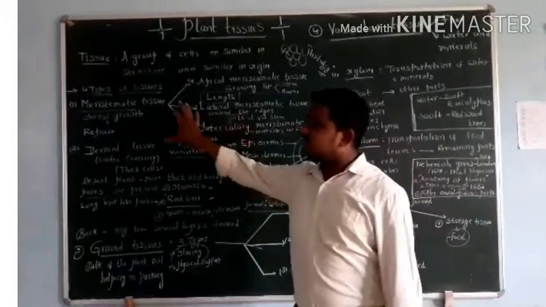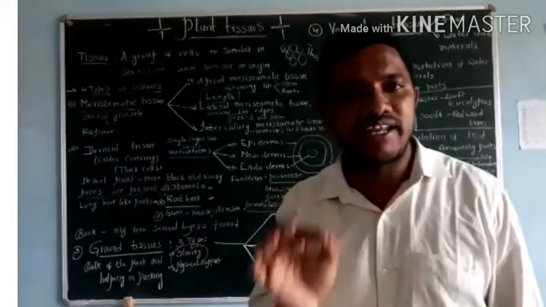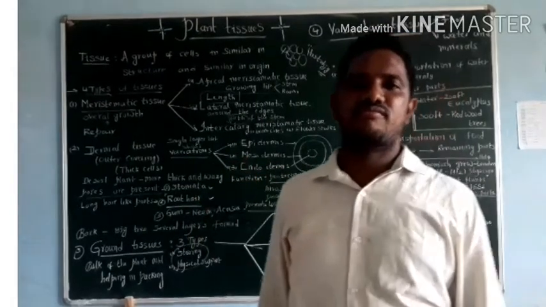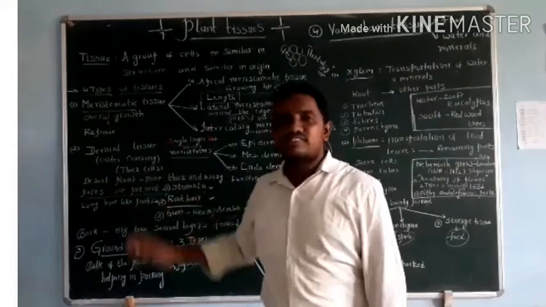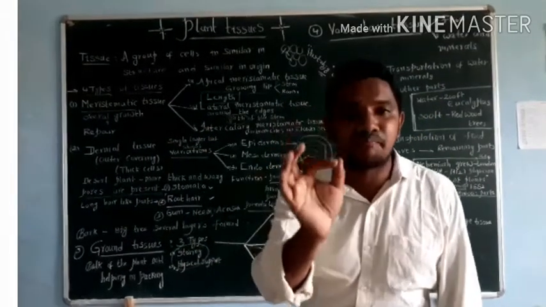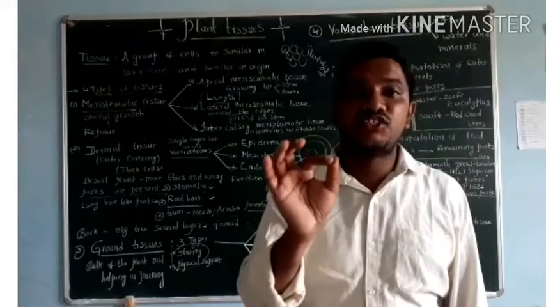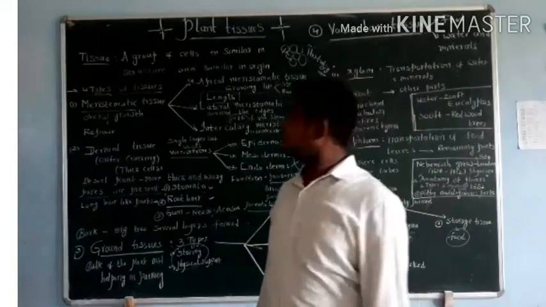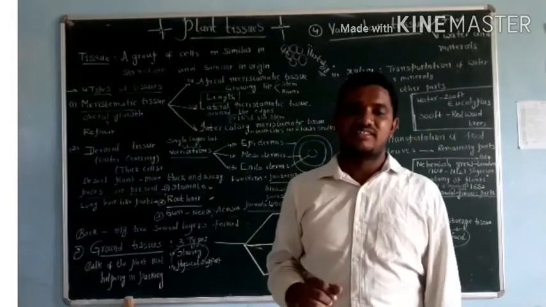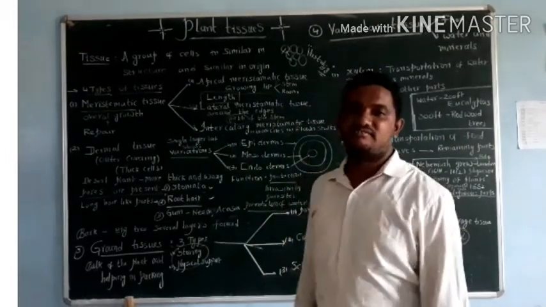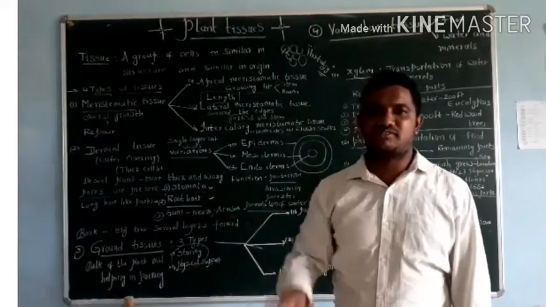Let us learn the first type of tissues, that is meristematic tissues. What is meristematic tissue? The tissues that help in overall growth and repair are called meristematic tissues. These tissues help in the overall growth of plants and the repair of plants.